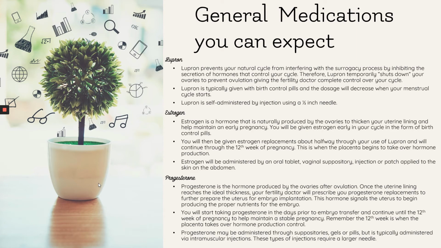Lupron is the first one. Lupron prevents your natural cycle from interfering with the surrogacy process by inhibiting the secretion of hormones that control your cycle. Therefore, Lupron temporarily shuts down your ovaries to prevent ovulation, giving the fertility doctor complete control over your cycle. Lupron is typically given with birth control, and the dosage will decrease when your menstrual cycle starts.